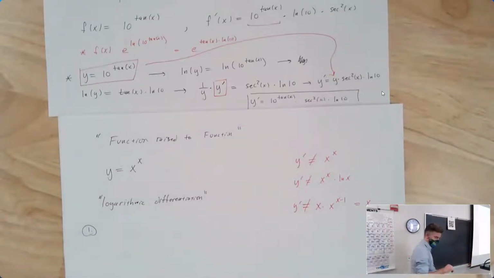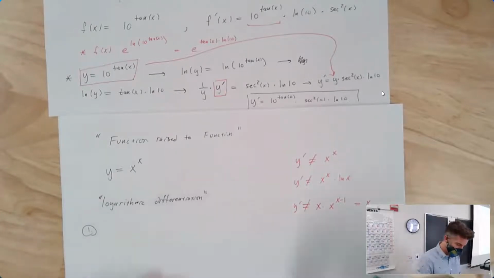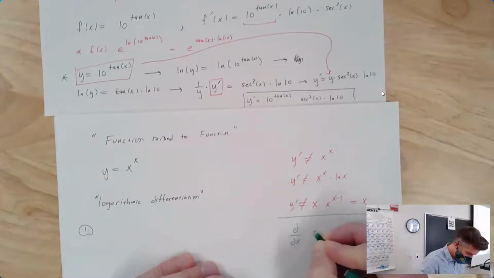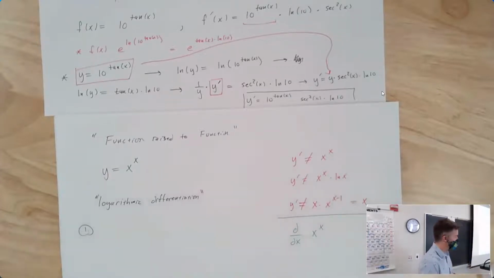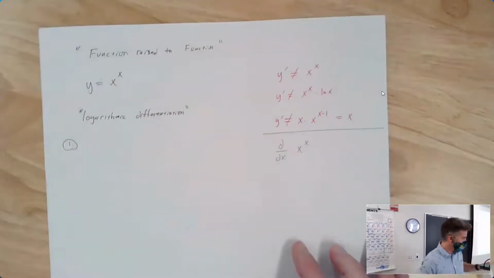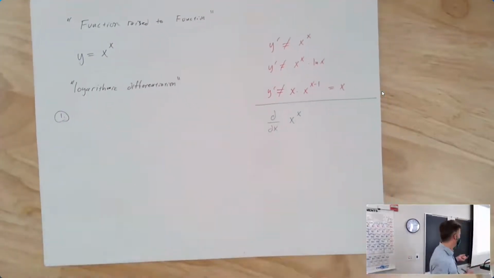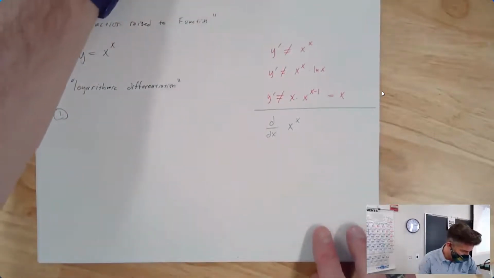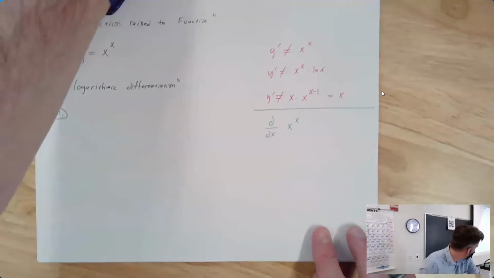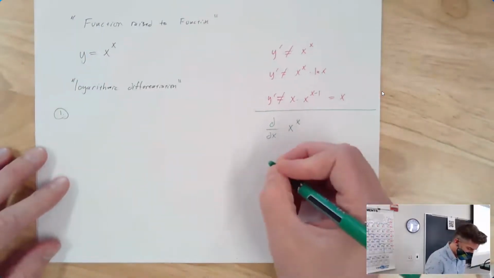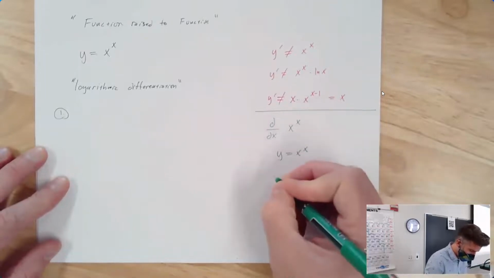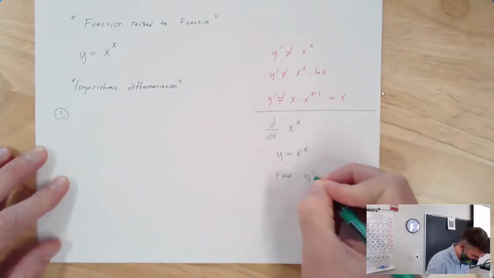Someone might give you this question on an exam: take the derivative of x to the x. And if they write it that way, you have to be proactive. It's like, oh, I think I'm supposed to use logarithmic differentiation because it's a function to a function. But before you can do that, you really need to rewrite it: I'm going to have y equal to x to the x, and then I want to find y prime.